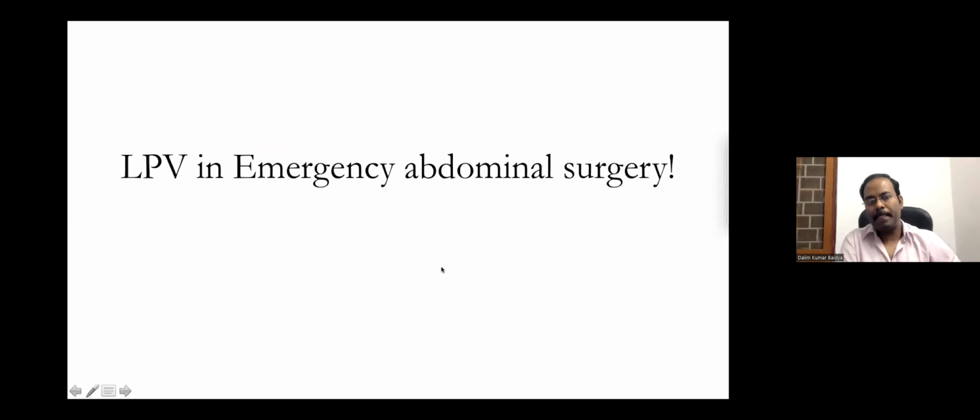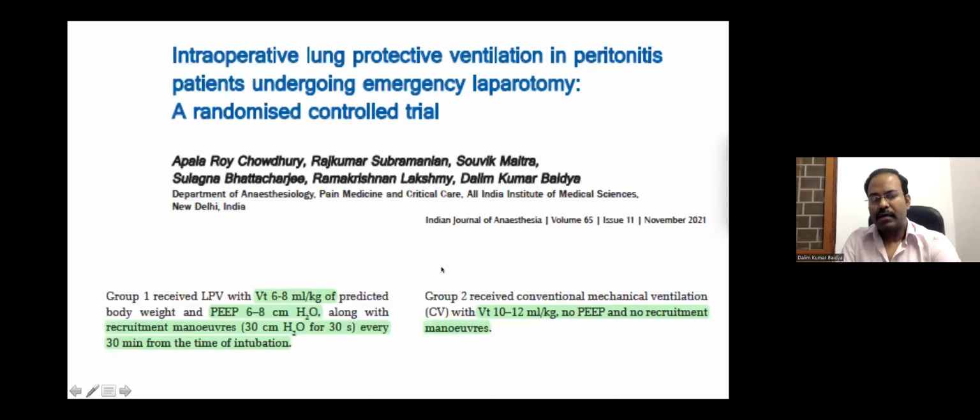Now, is there any evidence in emergency abdominal surgeries like emergency laparotomy? Yes. This study we had actually designed initially along the lines of the IMPROVE trial, where in the lung protective group we used tidal volume of 6 to 8 ml per kg and PEEP of 6 to 8 centimeter of water, along with intermittent recruitment maneuver.